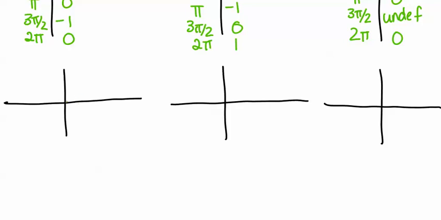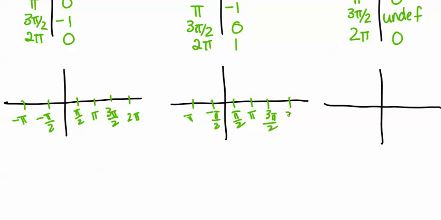Okay, so my sine curve, it's going to go through, so I'll just put pi over 2, pi, 3 pi over 2, and 2 pi, negative pi over 2, negative pi. Let's put a couple values on here. Pi over 2, pi, 3 pi over 2, 2 pi. And the same thing for my tan graph, just to get a scale on here.